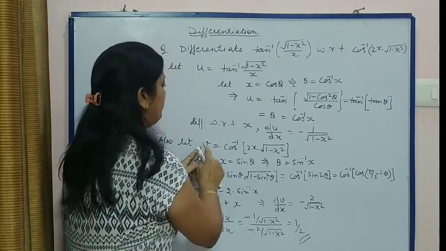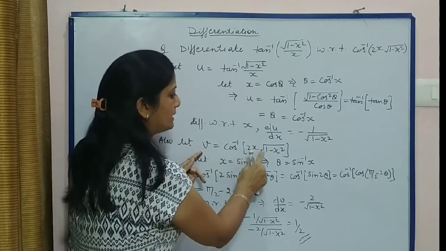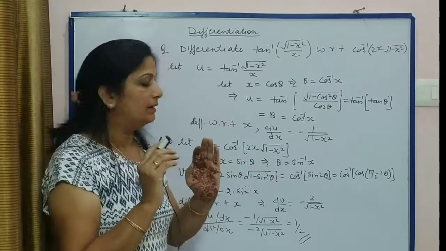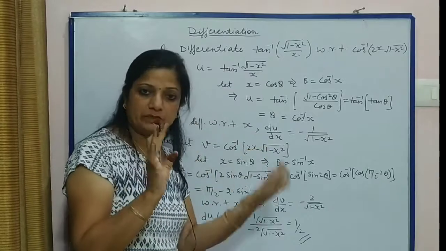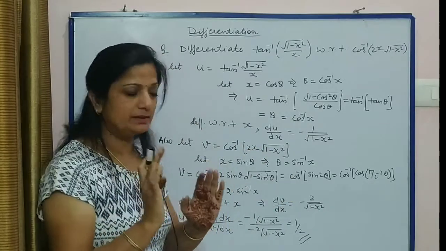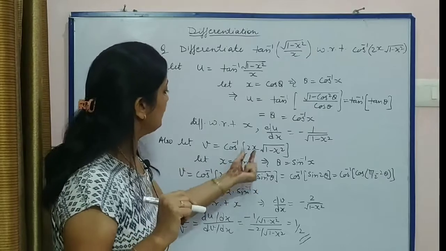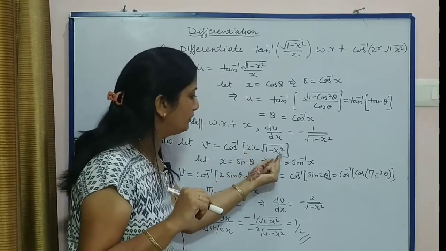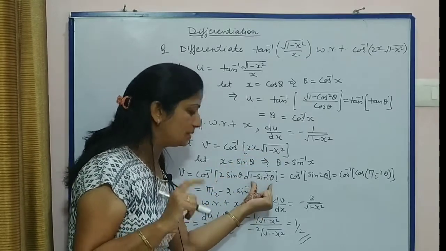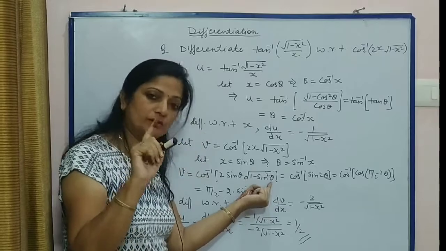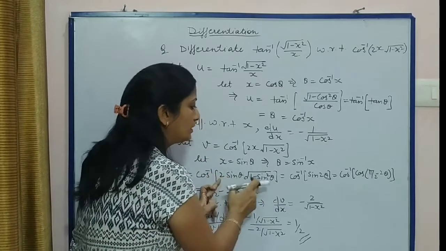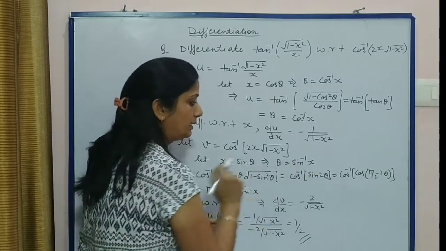Now let v = cos⁻¹(2x√(1-x²)). Also this is an inverse function. First of all we simplify this. Substitute x = sin θ. 2 sin θ √(1-sin²θ). This becomes cos²θ, the square root of that is cos θ. And 2 sin θ cos θ is sin 2θ.